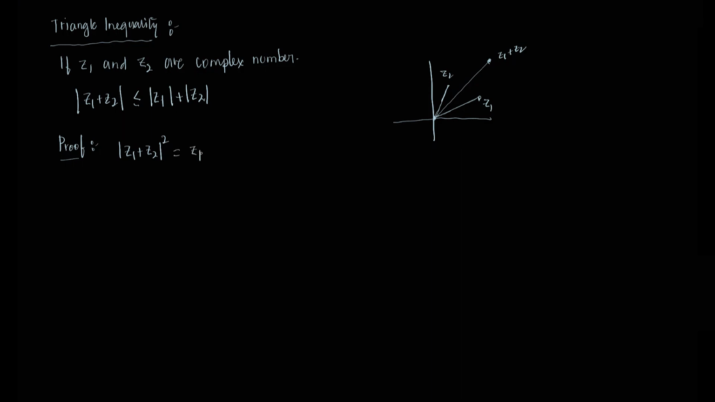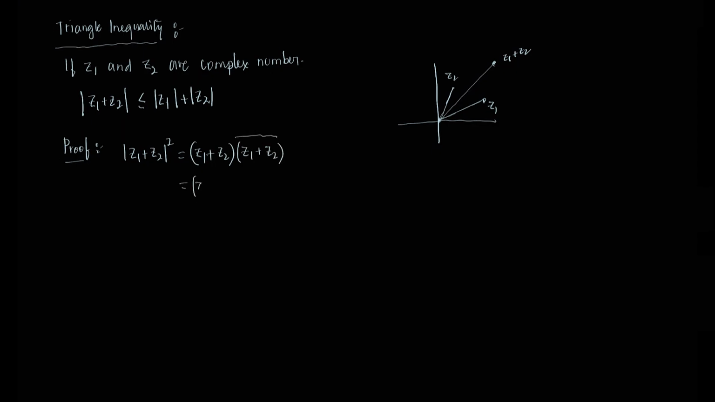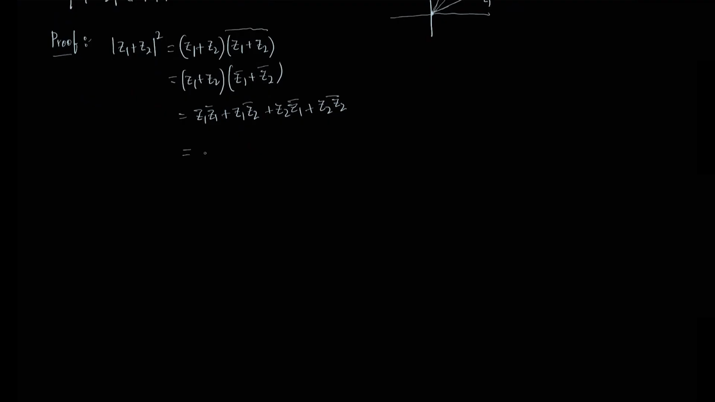This becomes, you remember, mod Z square is Z times Z bar, right? So, Z1 plus Z2 and Z1 plus Z2 bar, that is Z1 bar plus Z2 bar. Clear? That will give you Z1 Z1 bar plus Z1 Z2 bar plus Z2 Z1 bar plus Z2 Z2 bar. Okay. So now, this first part is nothing but mod Z1 square.